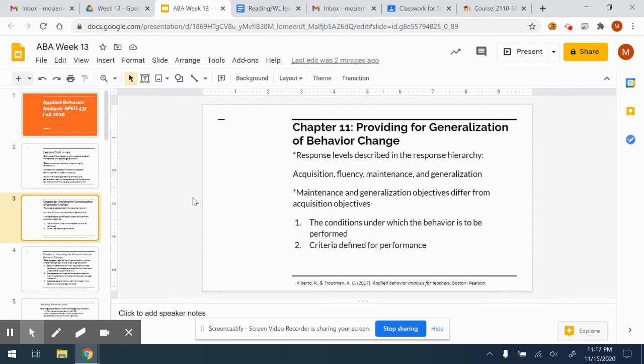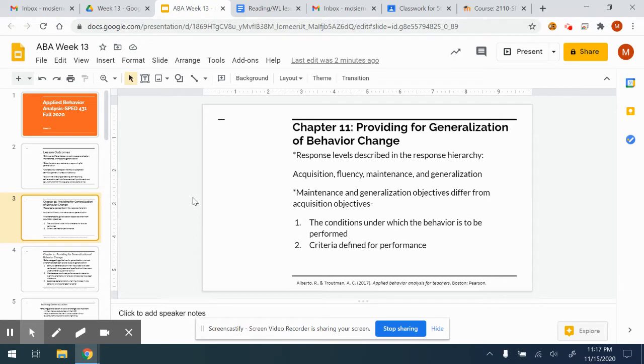The way that these differ, the first way is that the conditions under which the behavior is to be performed are defined a little differently. For example, if we're talking about a student who blurts out in whole group, instead of just observing them in whole group, we may want to observe them throughout the day in all classes, different settings, different times a day, what have you, to make sure that they are performing that consistently.